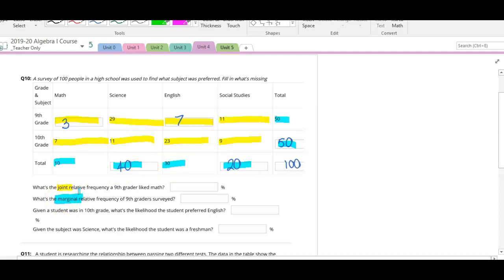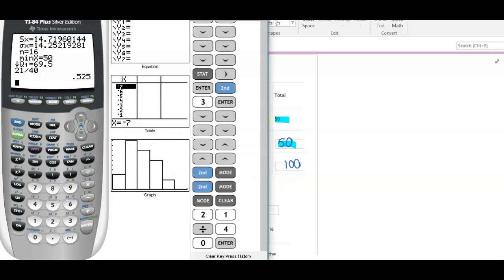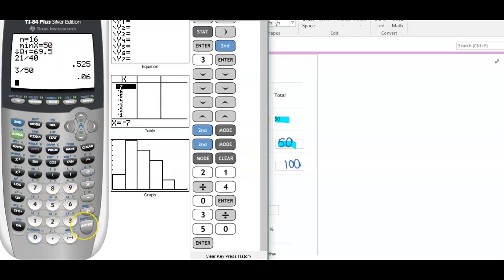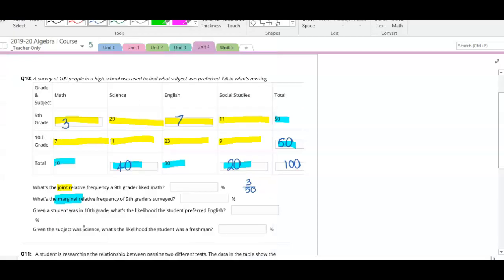So the joint relative frequency that a 9th grader liked math. So we know the student is a 9th grader. How many 9th graders are there? There are 50. Of these, how many liked math? 3 out of 50. Using our calculator, 3 divided by 50 gives me 6%.